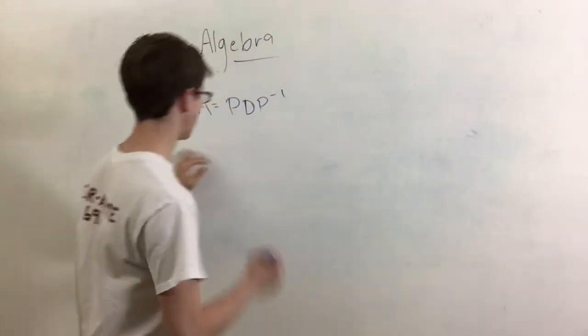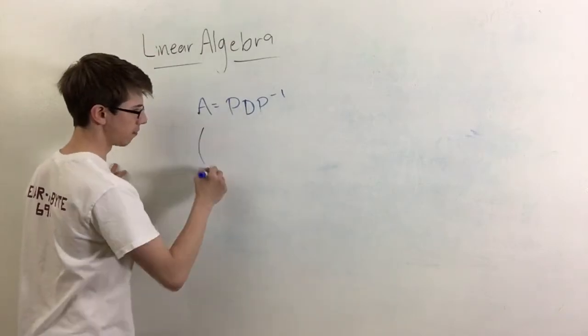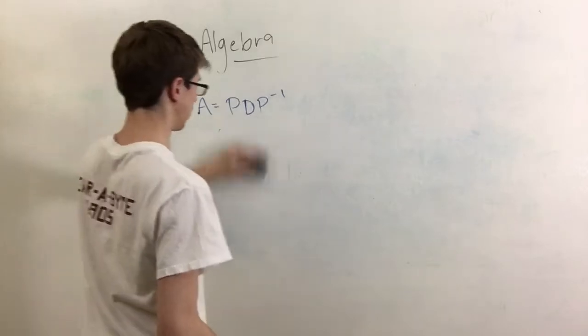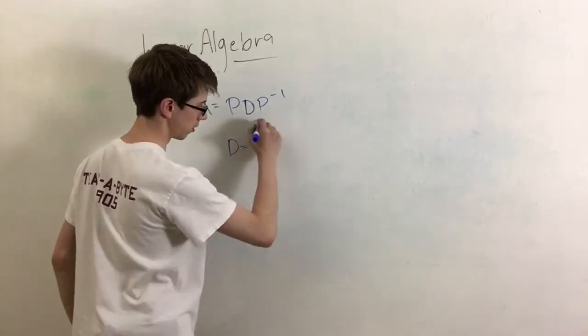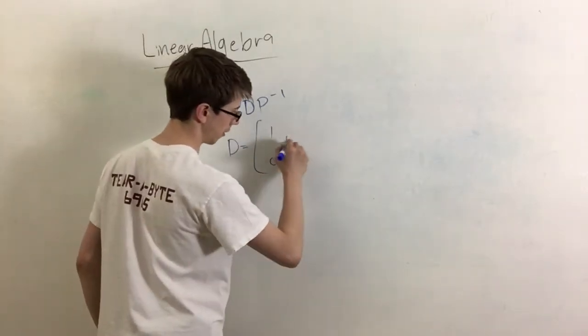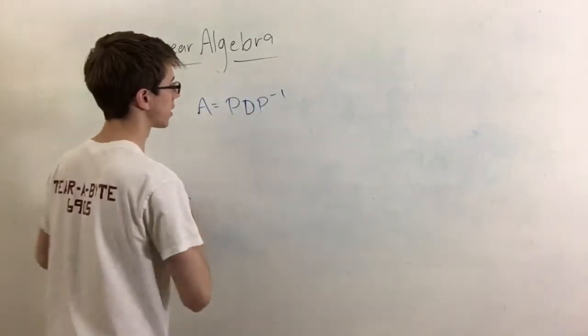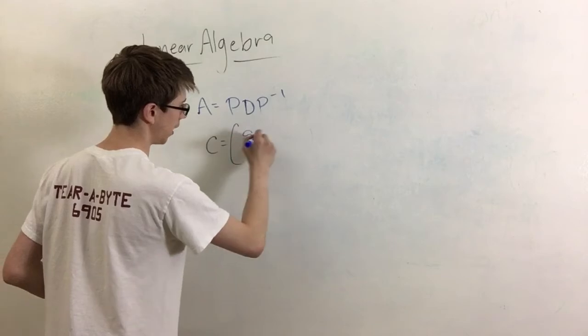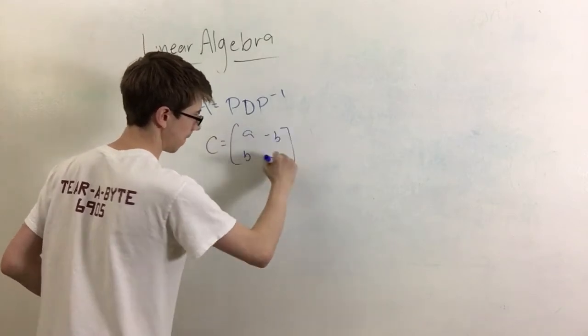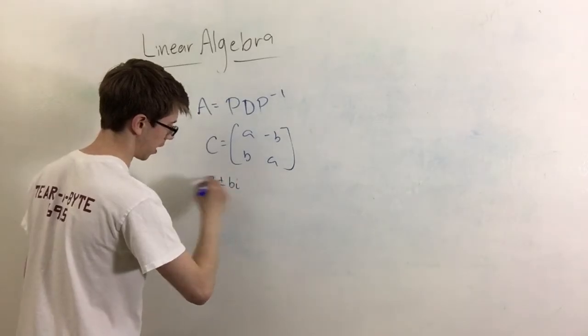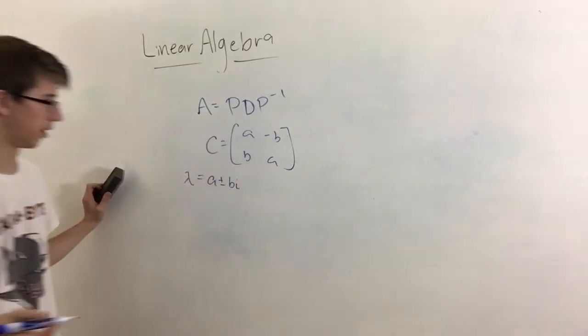Now, P is just a matrix filled with the eigenbasis. And then D is just a diagonal matrix that has the eigenvalues on it. And it's different for complex, where C is equal to [A, negative B; B, A]. Alright? Where the eigenvalues are equal to A plus or minus Bi.